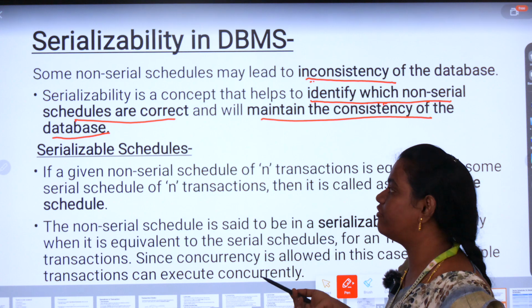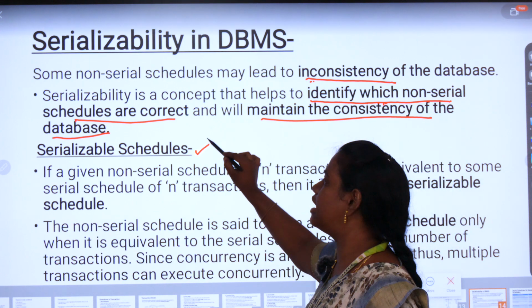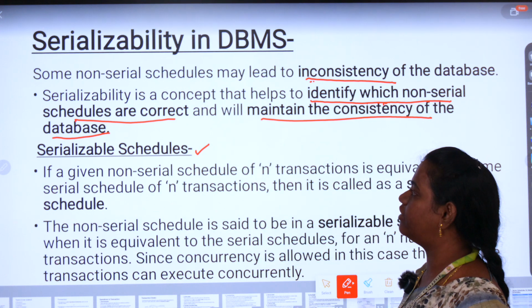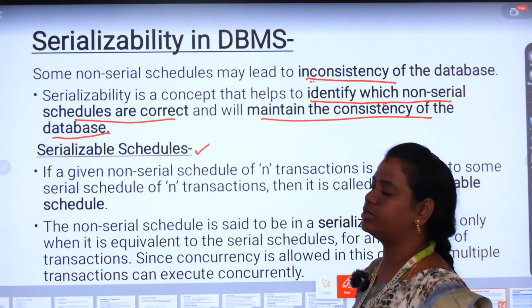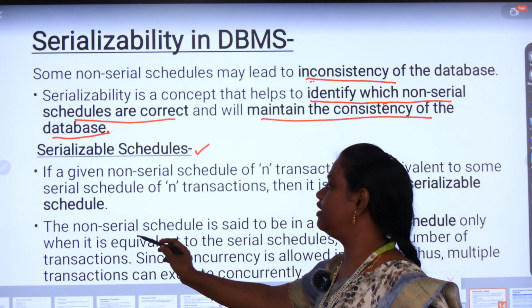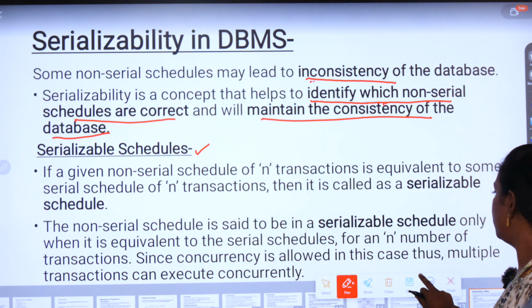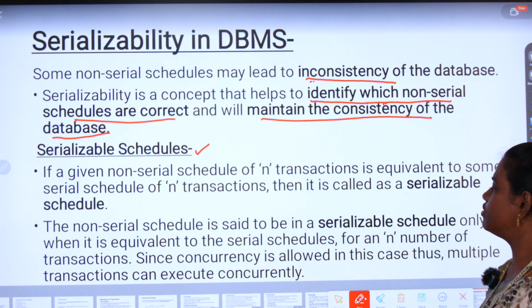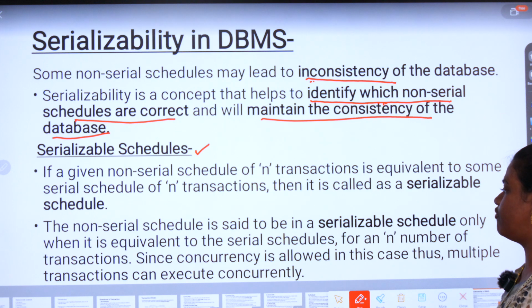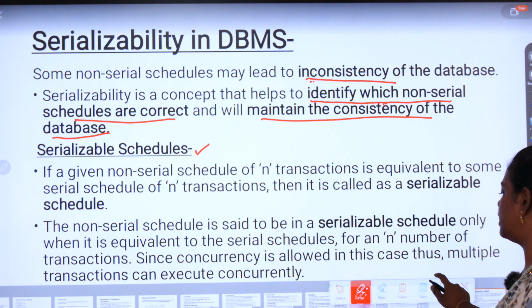How we are going to identify: with the help of a serializable schedule we identify which non-serial schedule is correct. A non-serial schedule is said to be a serializable schedule only when it is equivalent to a serial schedule for n number of transactions. Since concurrency is allowed in this case, multiple transactions can execute concurrently.